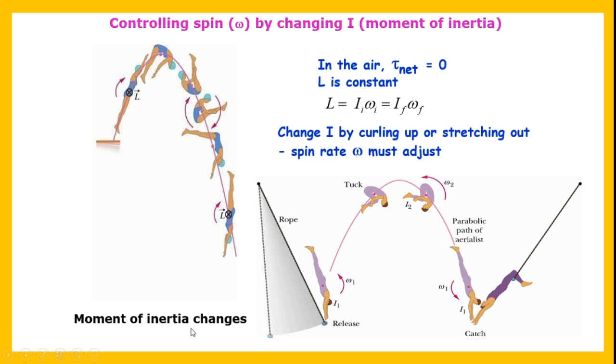If you see here how the moment of inertia changes, a rope is there, and now this rope is released. What happens? He is thrown into the air, and he tucks his body to reduce the moment of inertia so that his angular velocity will be more. But when he comes to the other end, before holding the other person, he increases his moment of inertia by stretching his body.